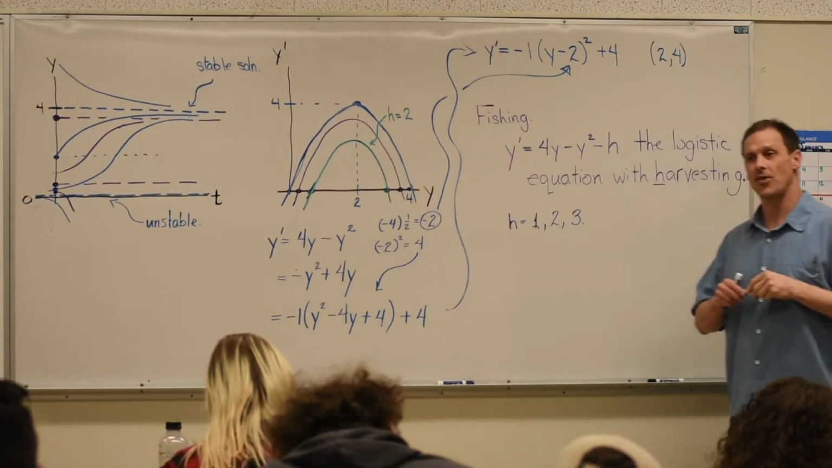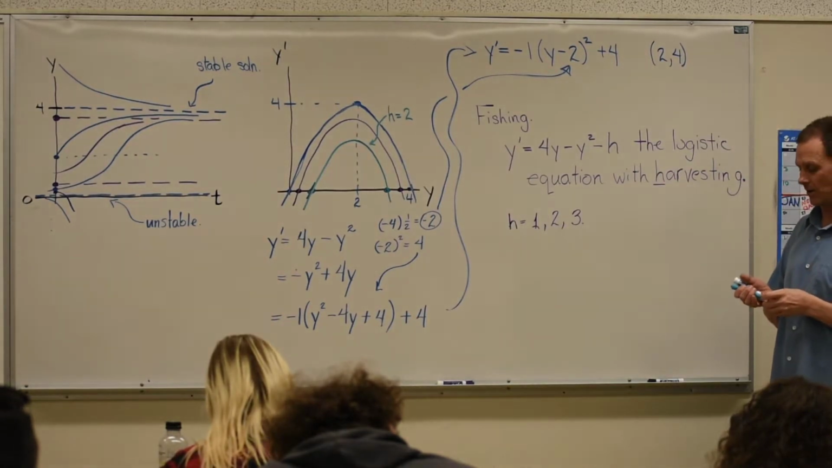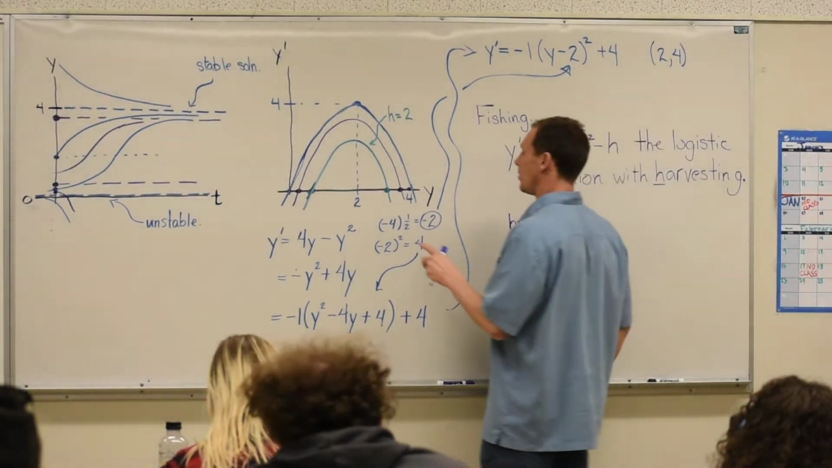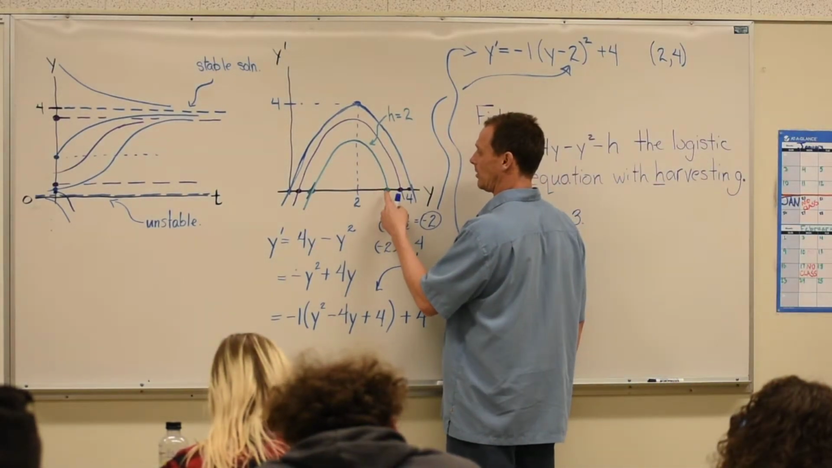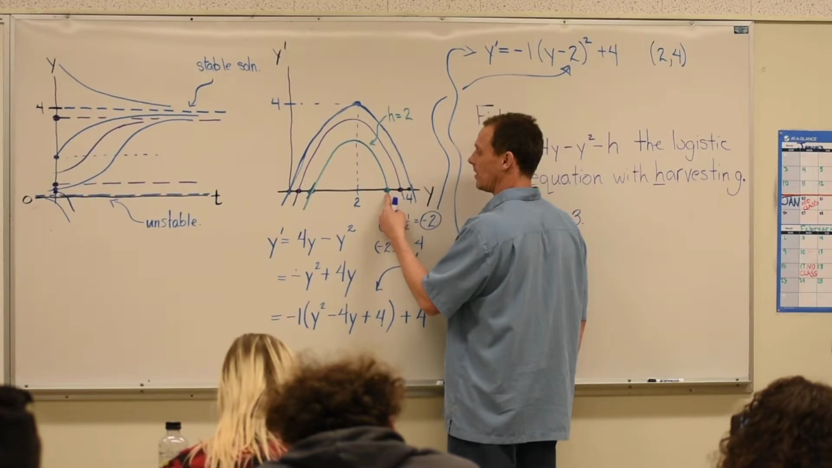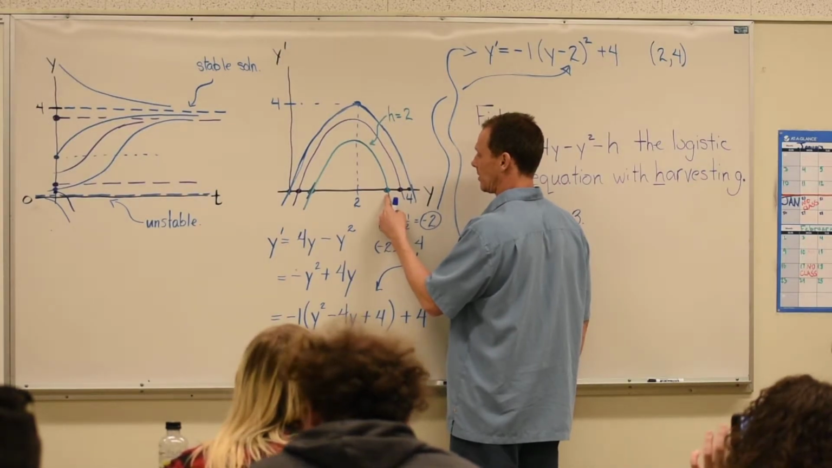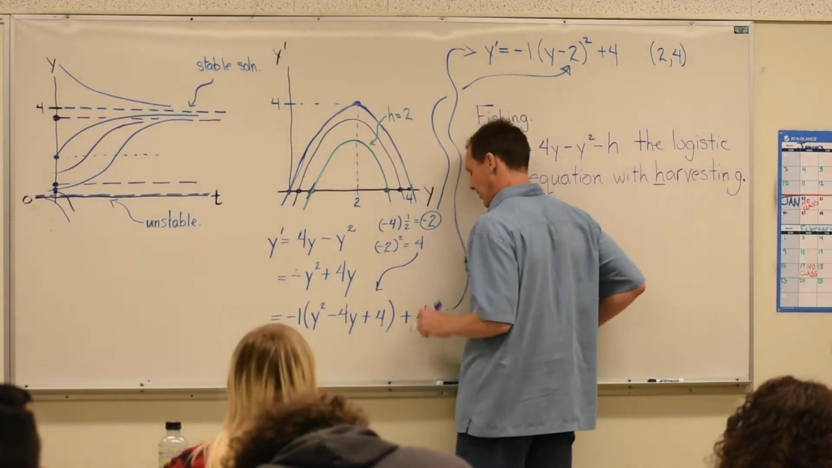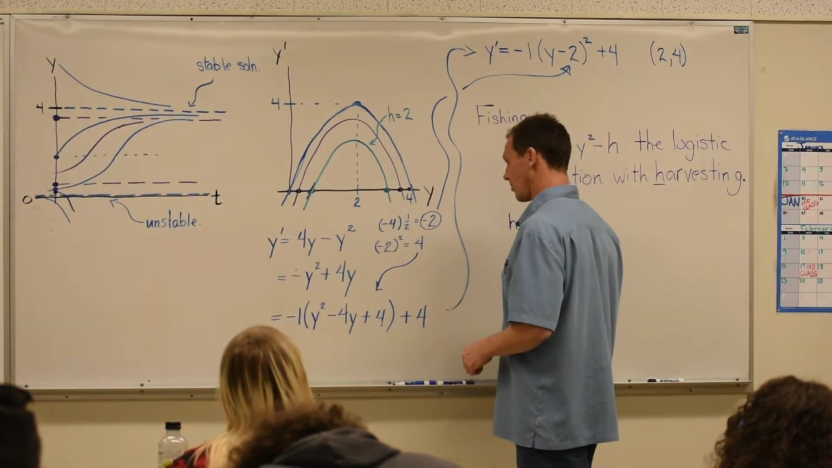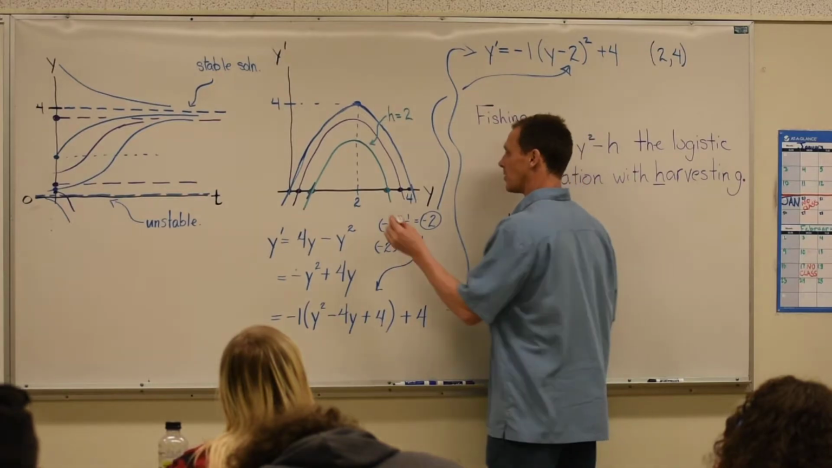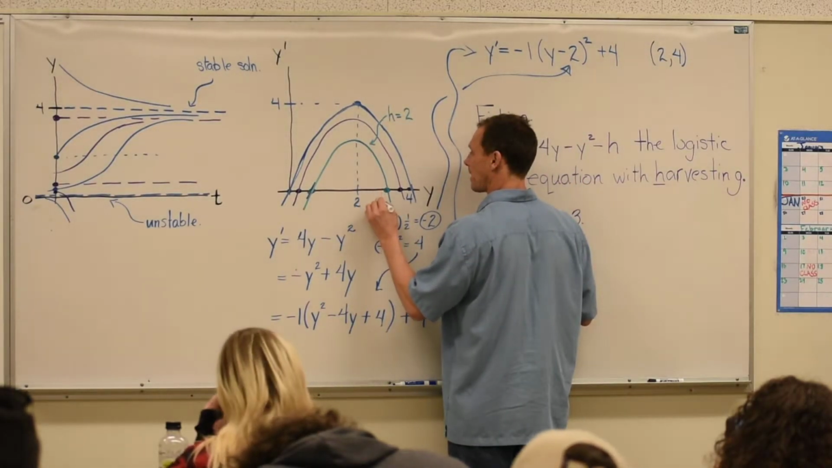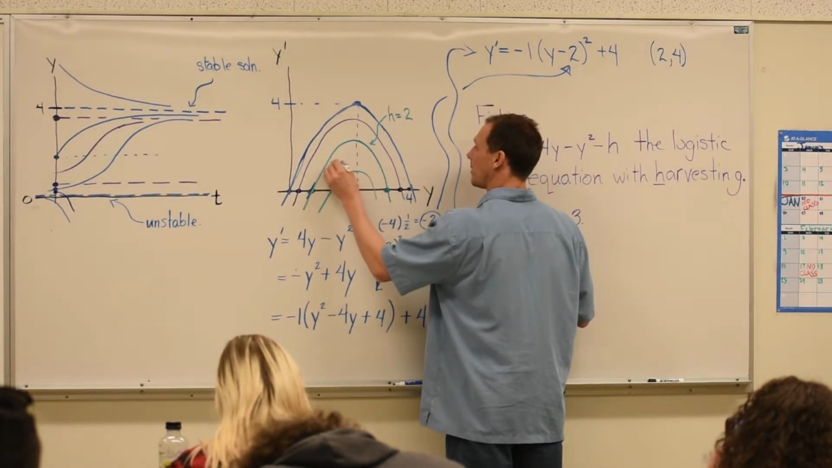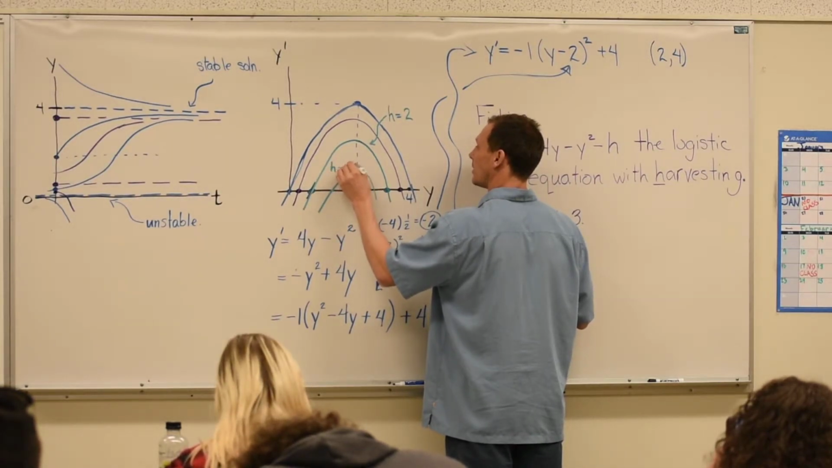And if I start harvesting 3 fish, well then what am I going to get? Then these are going to be 4 minus 3, which is 1, square root of 1. So now look, if I take out even more fish, I run out of colors. My parabola has shrunk even more. There's H is 3.